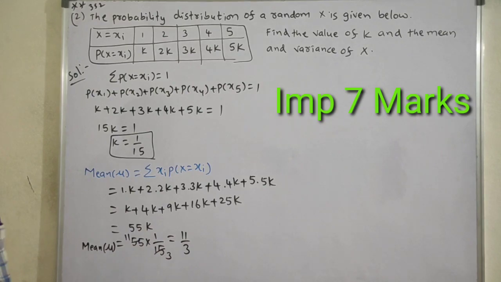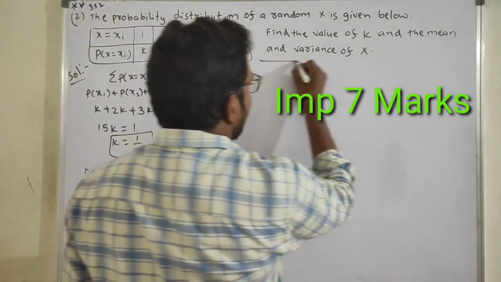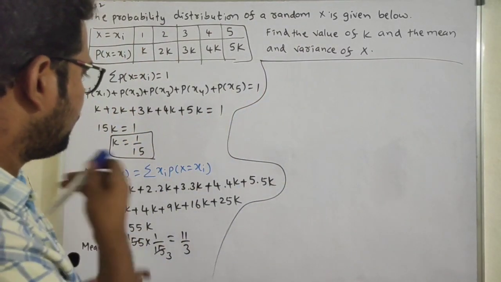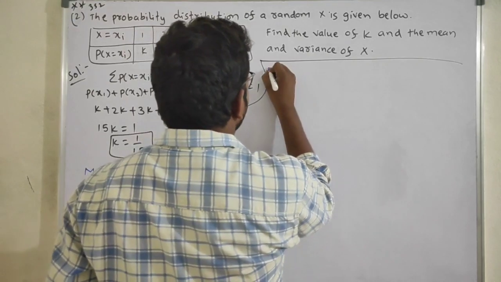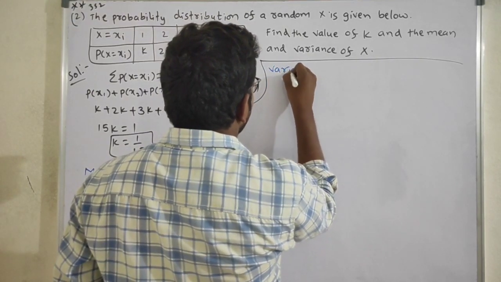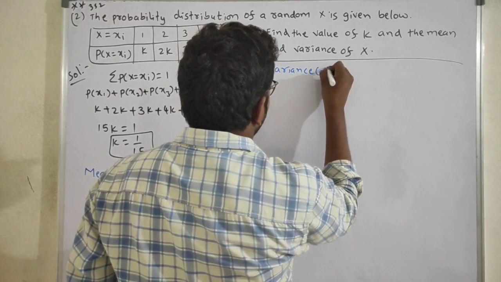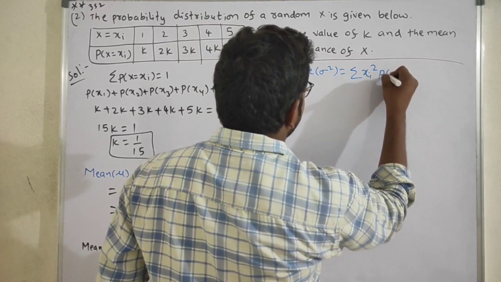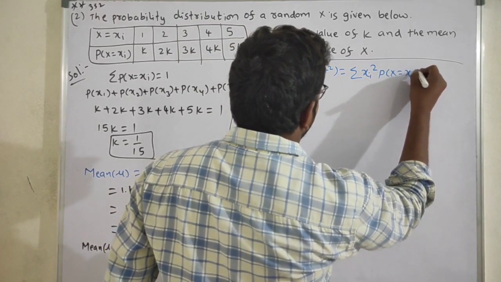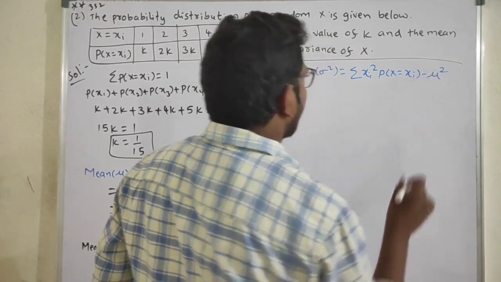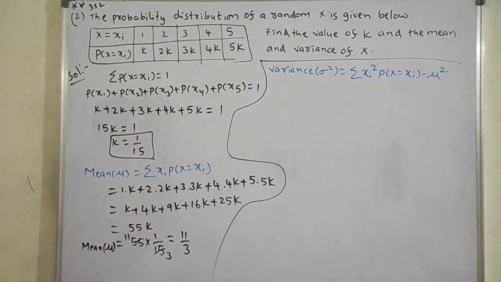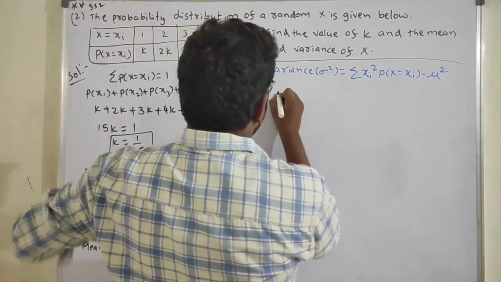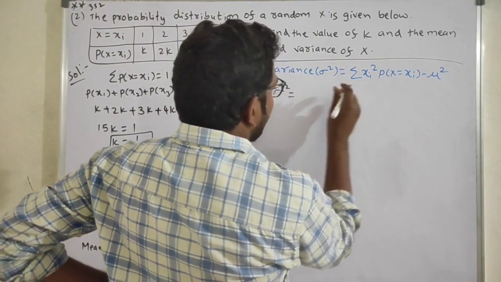Now we have to find the variance of x. So what is the variance formula? Variance means sigma square. Sigma square is equal to summation xi square into p of x equal to xi, minus mu square. Learn these two formulas, mean and variance, definitely. So substitute the values: variance sigma square is equal to, what is the first outcome?